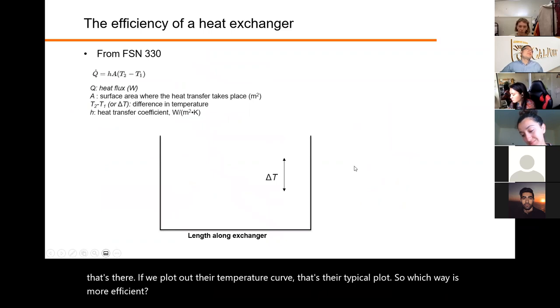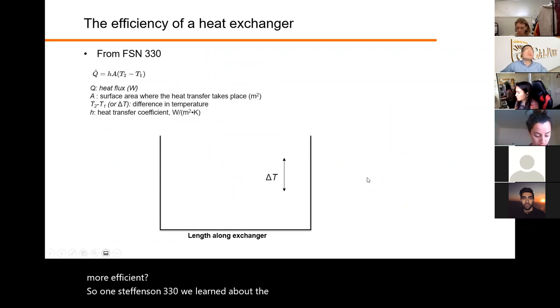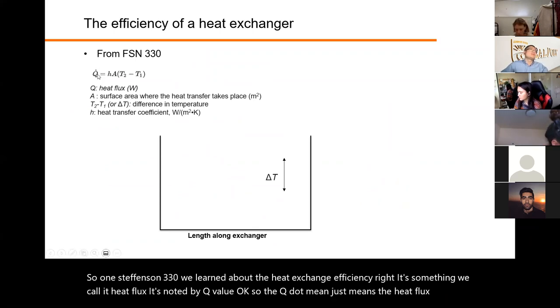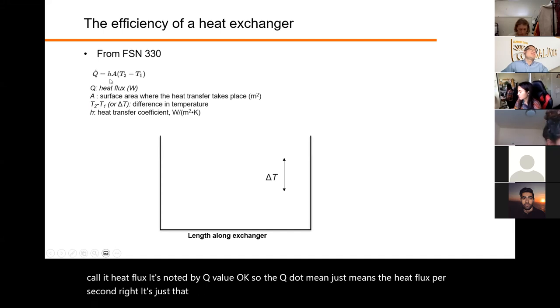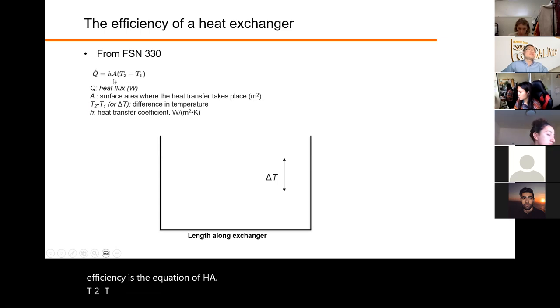From FSN 330, we learned about the heat exchange efficiency, right? It's something we call heat flux. It's denoted by the Q value, okay? So Q dot means the heat flux per second, just the time unit. And you can see that it's an equation. The heat exchange efficiency is an equation of H A (T2 minus T1), right? This is something to help you recall from 330.